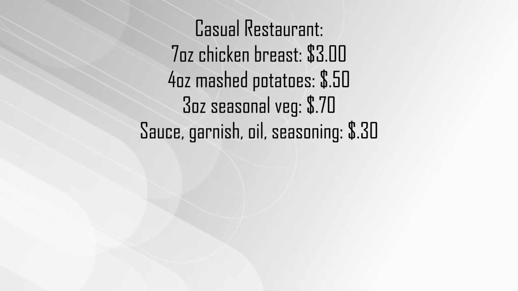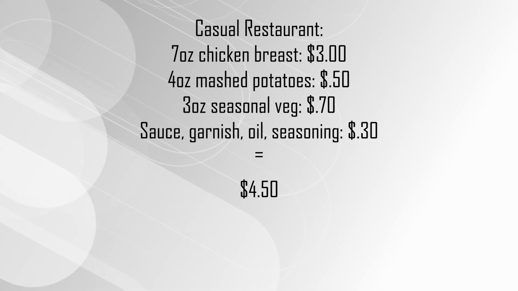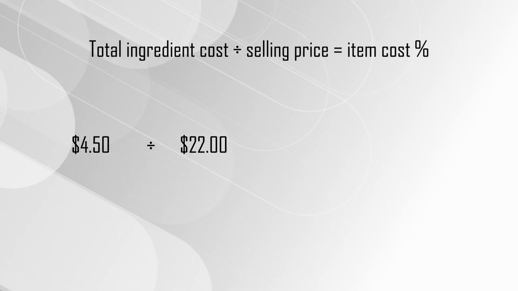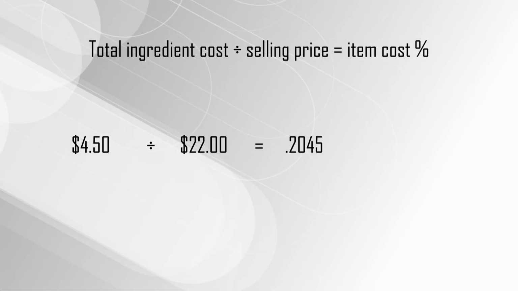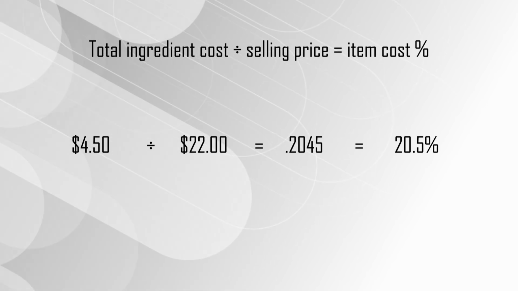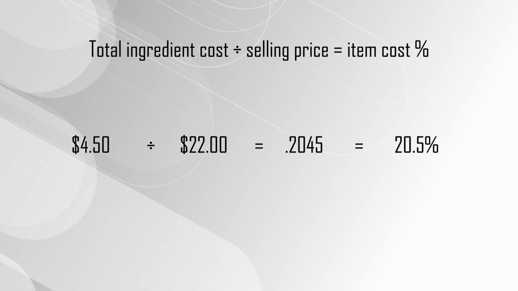You have a grilled chicken plate on the menu for $22. Here's what goes on the plate at your cost. All right, let's add everything up. All of this together equals $4.50. Now divide $4.50 by $22 and you get 0.2045, right? So basically 20.5% food cost. This is actually a really great margin for just about any restaurant.